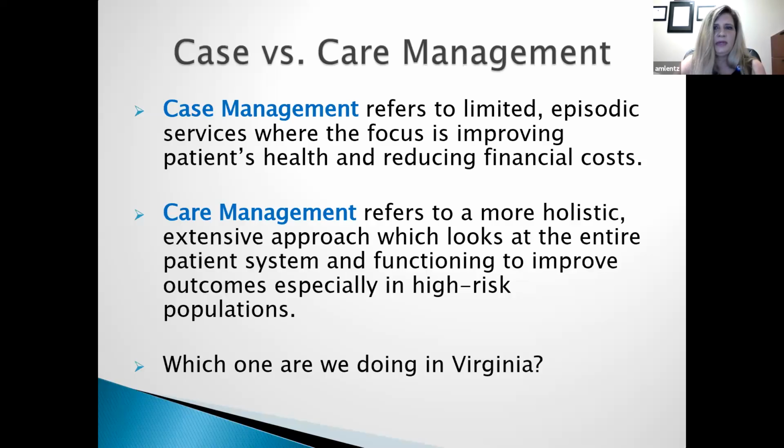It's now care management. So that is a more holistic approach, and it's a very extensive approach, which looks at the entire picture. What's going on with that patient, the patient system, functioning to improve outcomes, especially in our high-risk population. So our CHF, COPD patients that have multiple readmissions, going to the emergency room frequently, high emergency room utilization. This is the population we really focus on to give the best care. And which one are we doing in Virginia? It definitely is care management. Excellent.